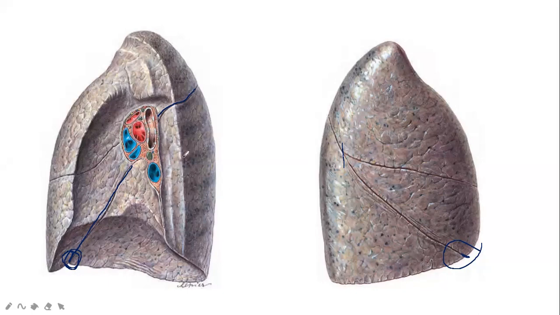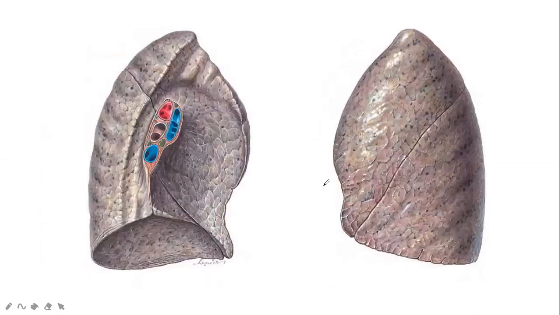Now this is the right lung. This is the medial surface, and that is the lateral surface. And then that is the left lung, right? So you see it just has one fissure only, which is the oblique fissure, reaching the anterior-most part of the inferior border, right? Very good.